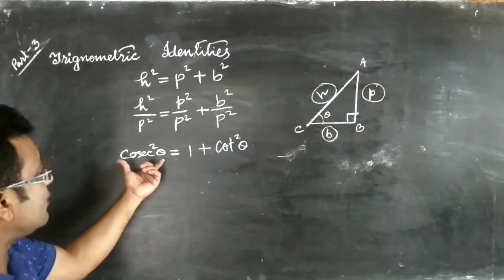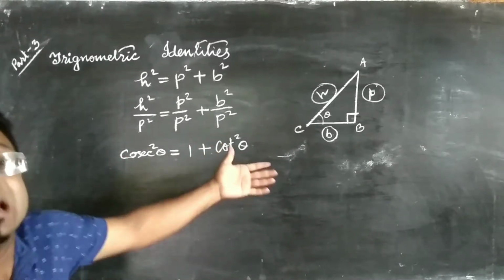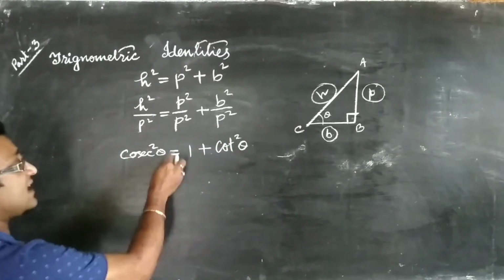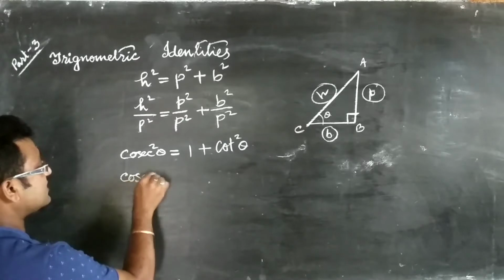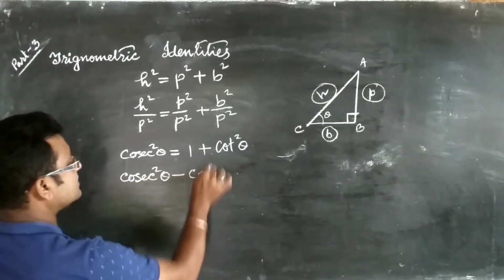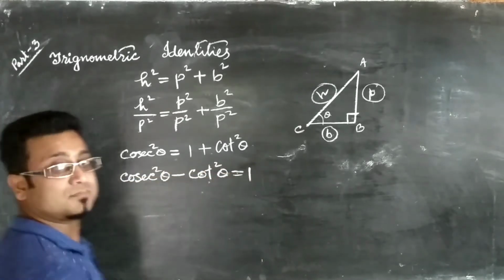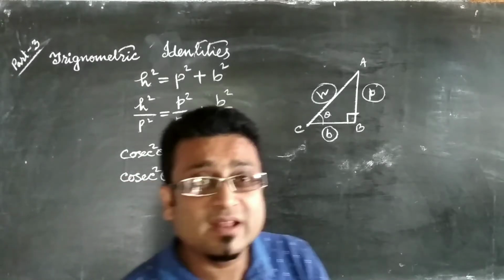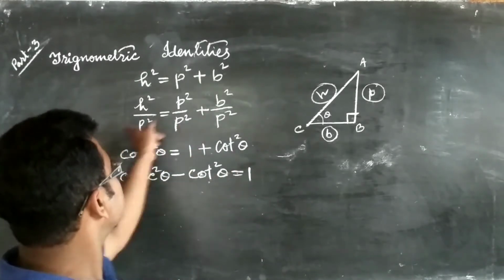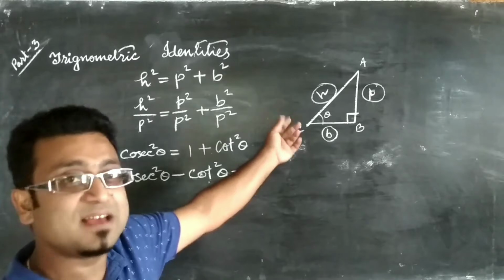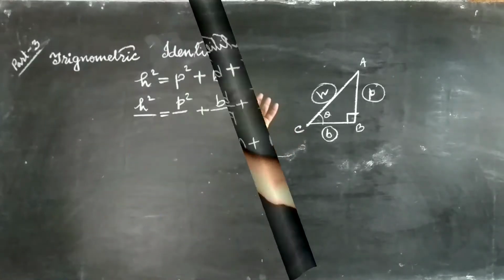So you got the second one as cosec square theta is 1 plus cot square theta, and if you want, you can take this on the other side. So cosec square theta minus cot square theta equals 1. This is the second identity. The only thing you have done here is divide by P square. Otherwise, it is almost the same as the first one.